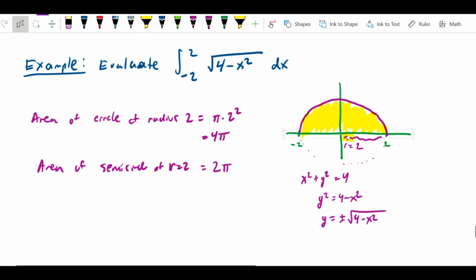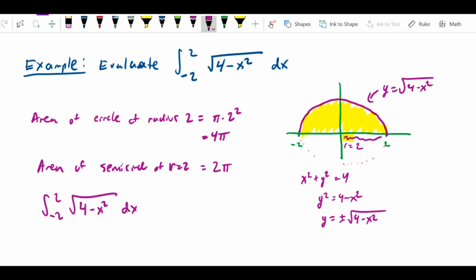So we're not being asked to find the area of a semicircle, we're being asked to find the value of an integral. We just made an argument that that has to be equal to the area of that semicircle, because that's the area under this curve. This is the curve y equals square root of 4 minus x squared. So that means we can conclude that the integral from -2 to 2 of the square root of 4 minus x squared dx is equal to 2 pi.